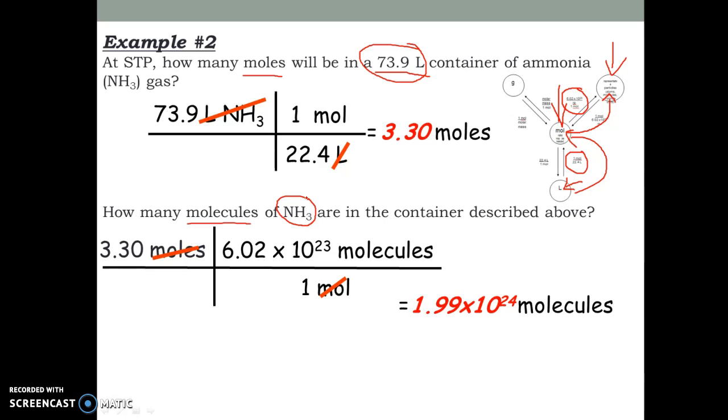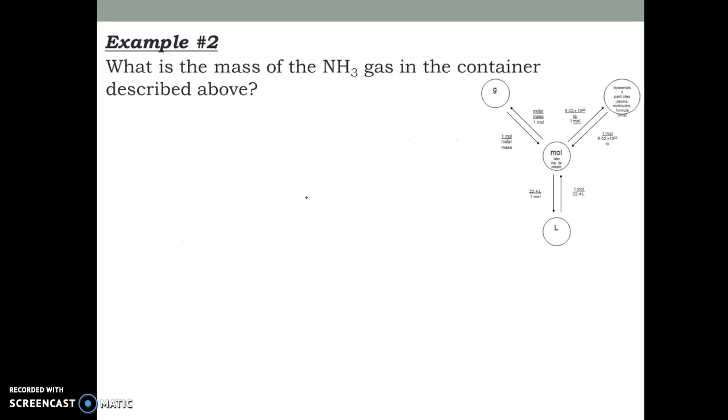All right, so we have one more question at the bottom, and then we'll do an example from the back. The last question in example 2 is a continuation of this problem, but now we're going to mass. So far we've started at liters, we've gone to moles, and then we've gone to particles. Now it says what is the mass. So again, where's the easiest place to start? Is it going to be easiest to start at liters, particles, or moles? Hopefully your answer is moles, because moles is one step to anything.